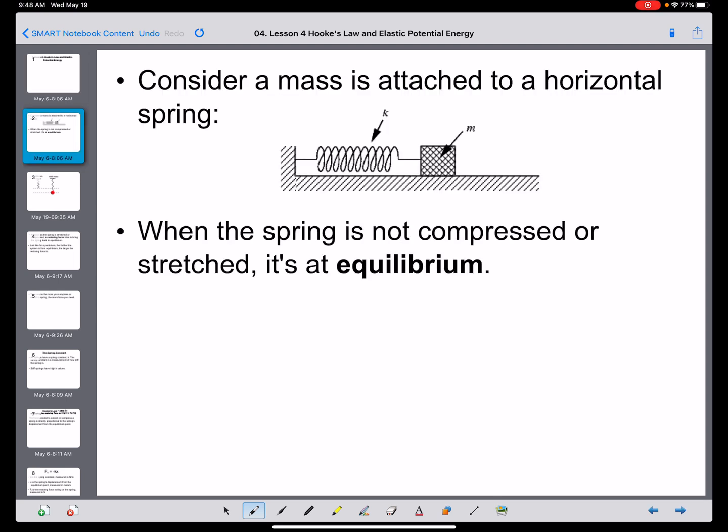So, first I want you to imagine that you have a mass attached to a horizontal spring. So maybe we have a wall right here, and then this is some kind of horizontal surface, so it could be like a tabletop. As long as this spring is not compressed or stretched, we would say it's at equilibrium. So if the mass was at rest and the spring was at rest and it was just in its natural resting state, then we would say that this diagram here shows the equilibrium position of the system.